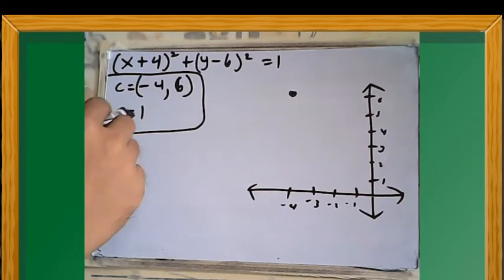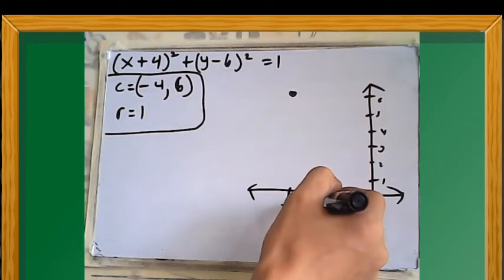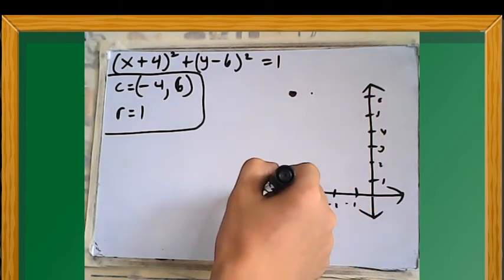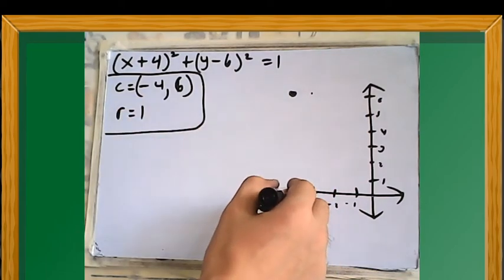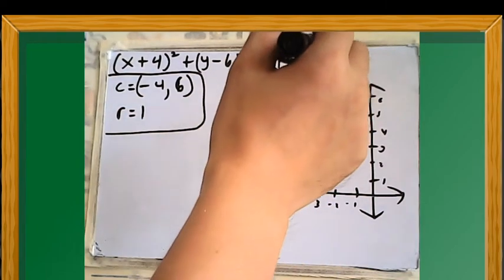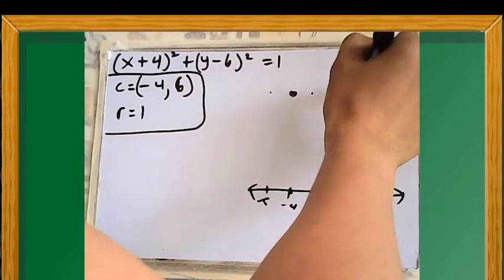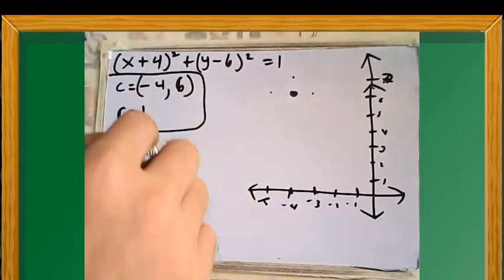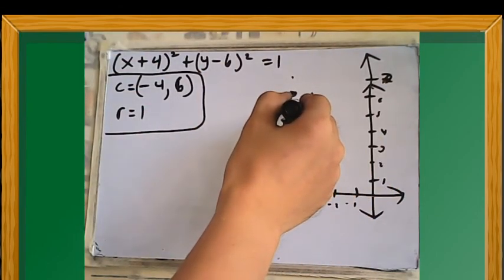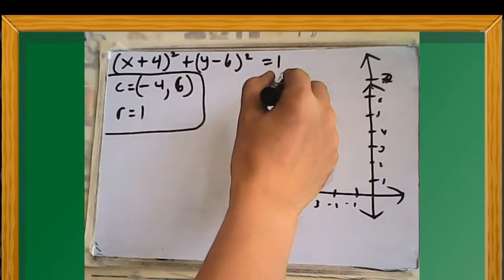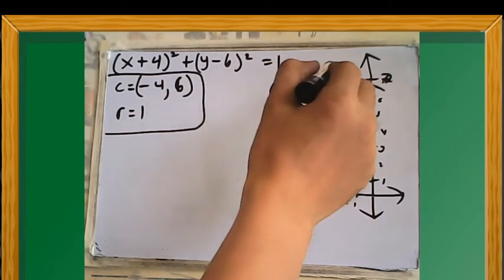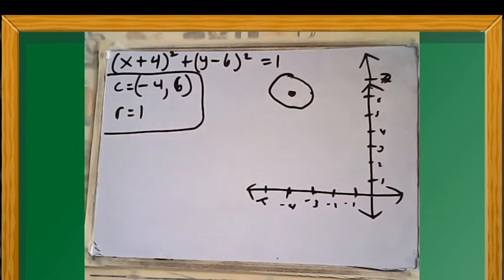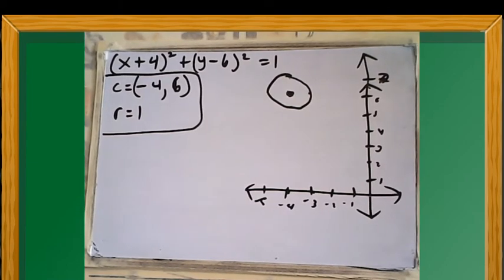And then the radius is 1. So from negative 4, it should reach negative 3 on one side, and negative 5 on the other. And then at the top, it should reach 7, and at the bottom, 5. And now we can draw the circle. So this is the graph of (x plus 4) squared plus (y minus 6) squared equals 1.